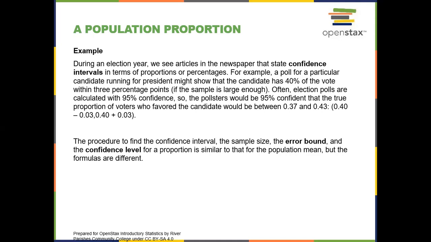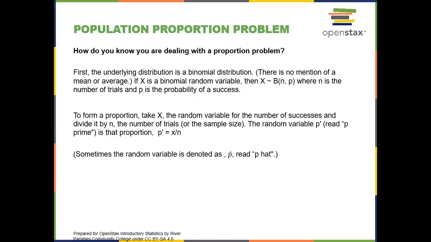The procedure to find the confidence interval, the sample size, the error bound, and the confidence level for a proportion is similar to that for the population mean, but the formulas are different. How do you know you're dealing with a proportion problem? First, the underlying distribution is a binomial distribution. There is no mention of a mean or average. If X is a binomial random variable with sample size n and probability of success p, where n is the number of trials, p is the probability of success. To form a proportion, take X, the random variable for the number of successes, and divide by n.